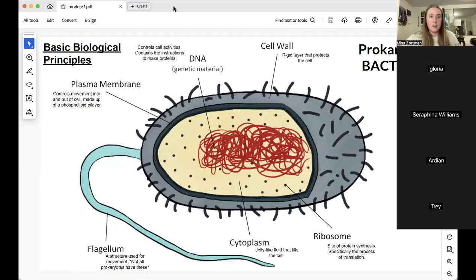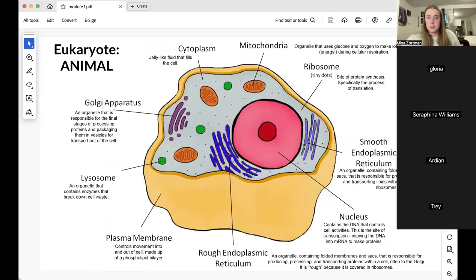Okay, so I'm going to start with the basic biological principles. You probably will not have to fully label a diagram, if I had to guess. I'm not going to 100% guarantee that, because they should surprise me every year, but usually they don't focus as much on that. So prokaryote is on my screen here, and then just quickly, eukaryote.